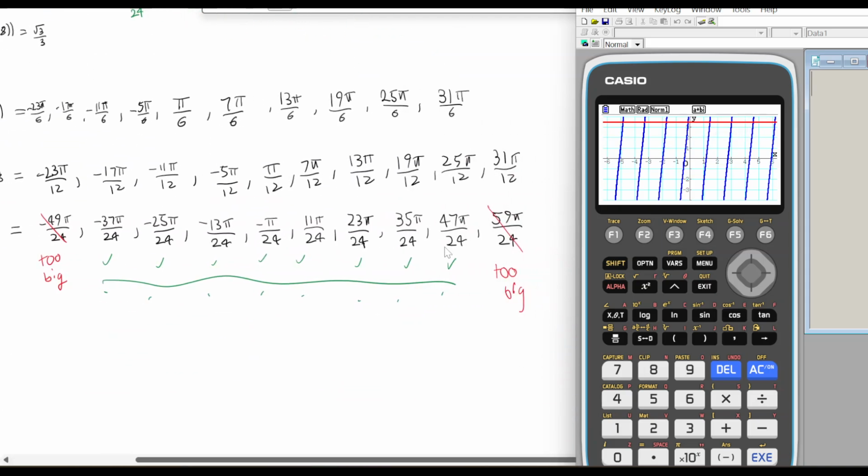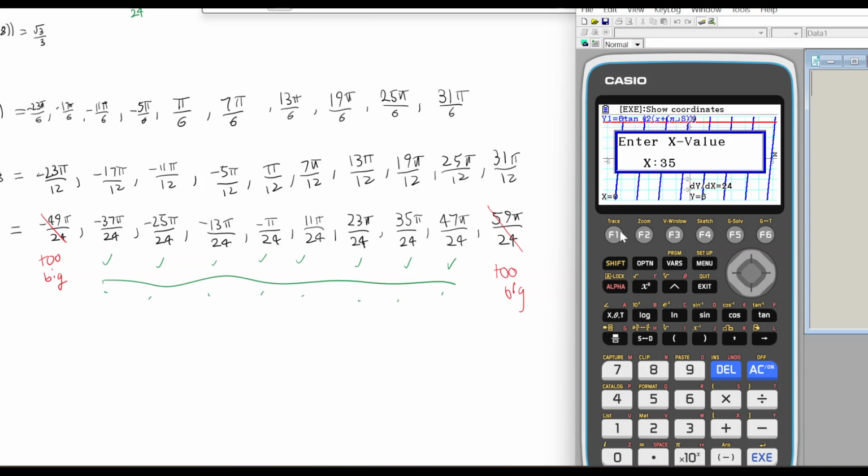And if I go to the 7th one in my list, which was 35 pi over 24, and I just trace that number, 35 pi over 24, I would expect it to highlight my second to last intersection point in this window. And it does, so that's a relief.